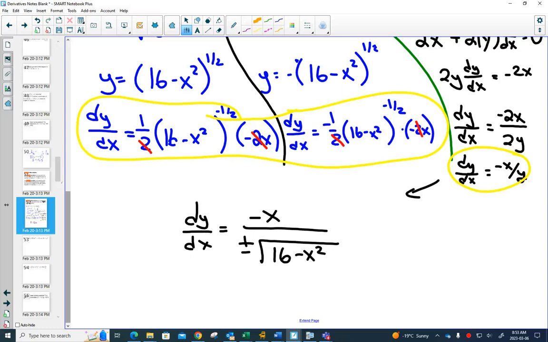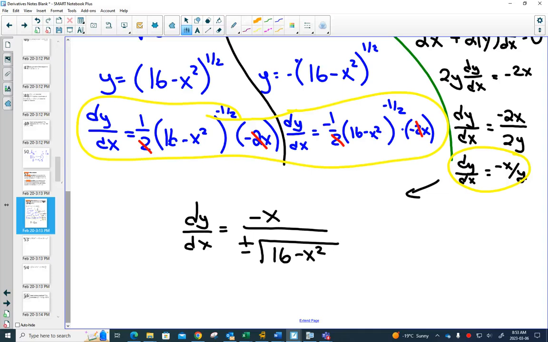And both of these have a 16 minus x squared to the negative a half, which would bring that to the bottom of your fraction in the square root. And both of them have an x left on the top. But one would be negative, this one's negative, and this one's positive, so you have 1 plus, 1 minus. When I substitute back in, do I not have exactly that equation both ways?